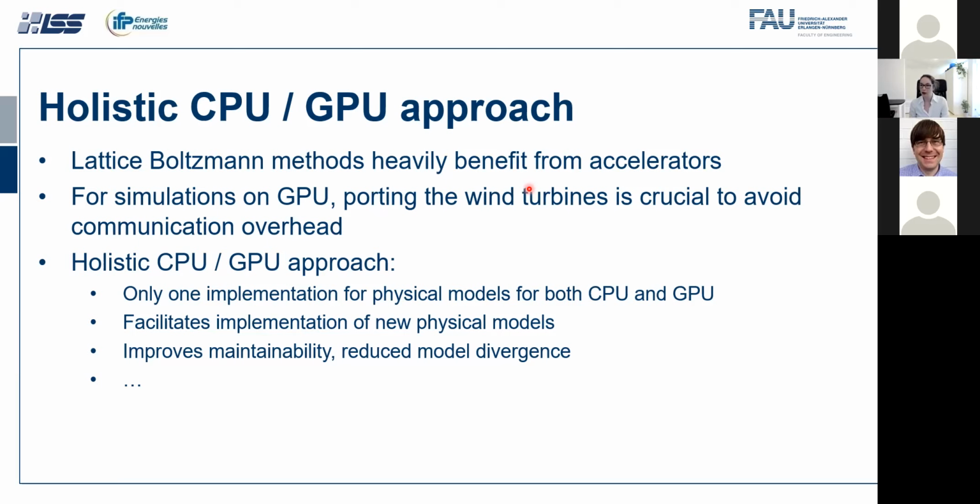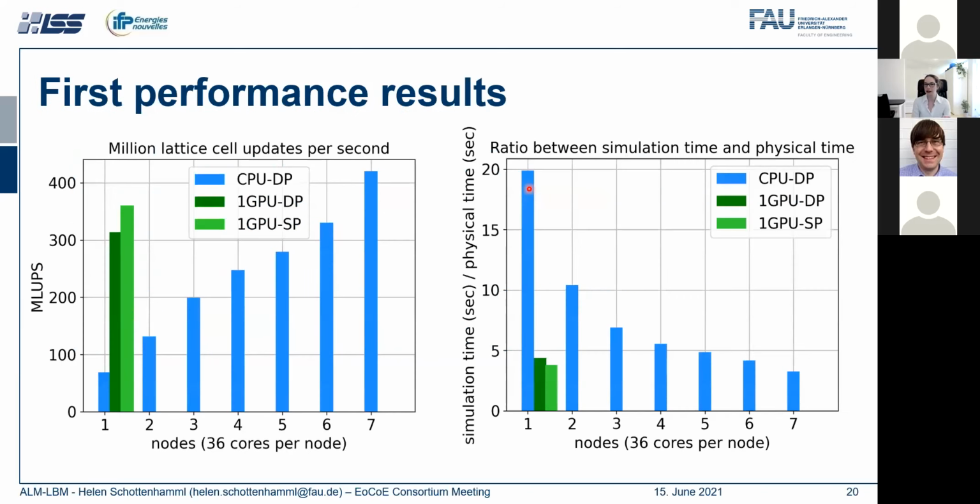With this approach, we ran some first tests. In blue, you can see the normal CPU double precision test for several nodes. And in light green and dark green, you can see the GPU results for single precision and for double precision. And keep in mind, this is the very same implementation, but for the GPU approach, we directly score a lot more MLUPS than for the CPU approach, even using more than 6 nodes.